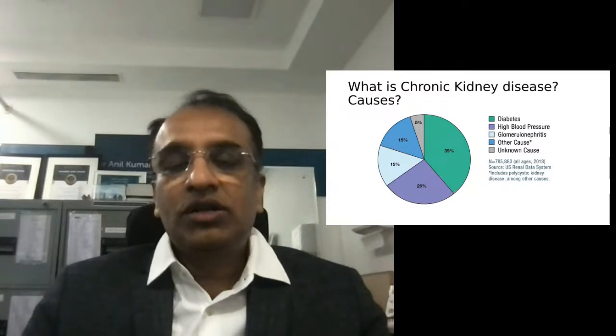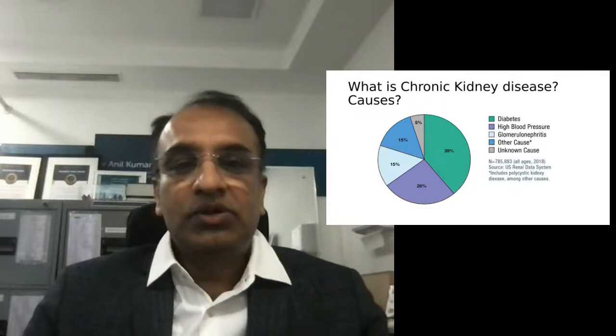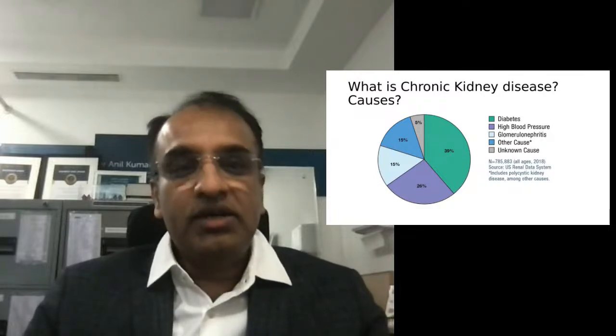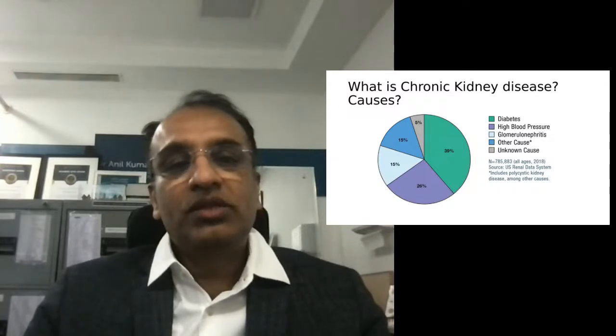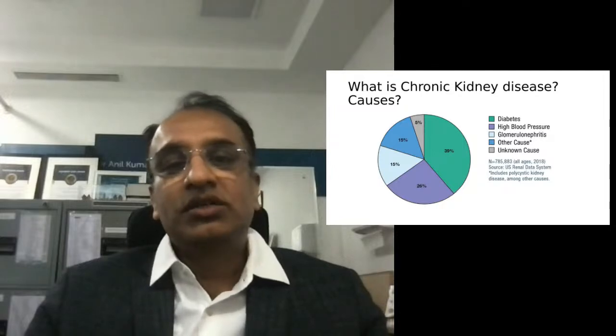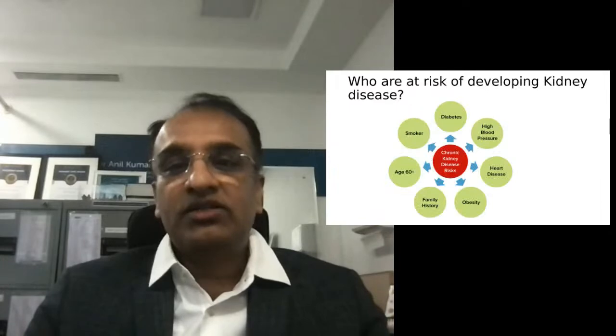So the most common cause in earlier days in India was chronic glomerulonephritis. Nowadays it is diabetes, because diabetes is increasing in India, and by 2030, India is going to become the number one country with the maximum number of diabetic patients. So diabetes has become the most common cause of chronic kidney disease.